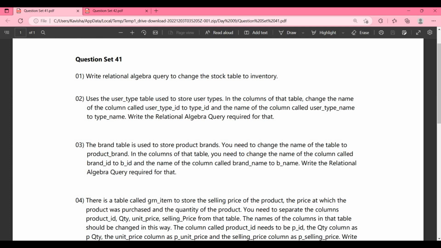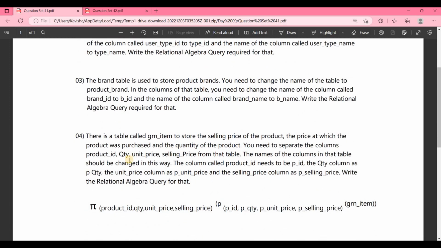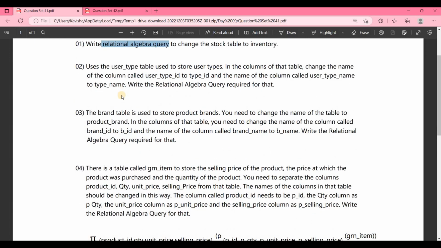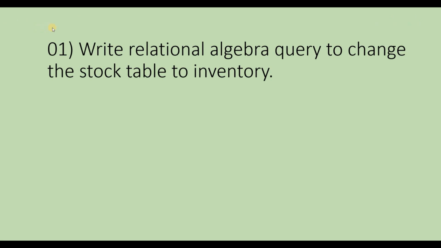In the first question, we have to write the relational algebra query. So in this question set, we have to use relational algebra query to answer those four questions. Because of that, I'm going to use PowerPoint slides to discuss those four questions. So let's see. Here's the first question of question set 41.